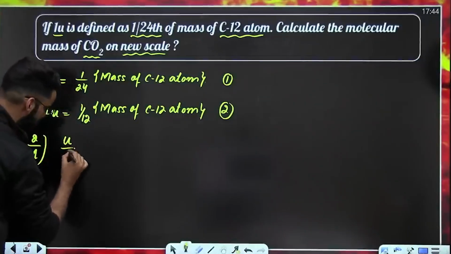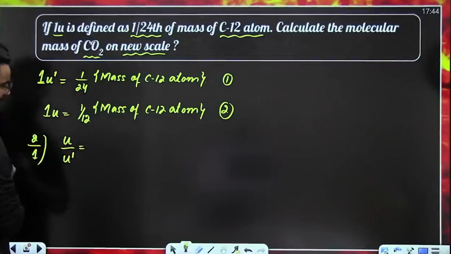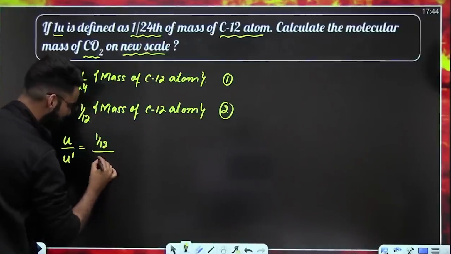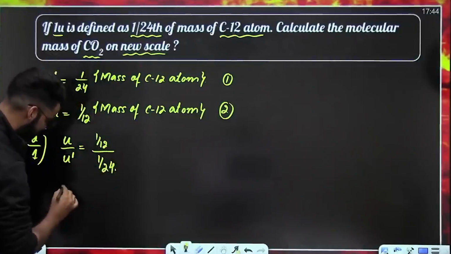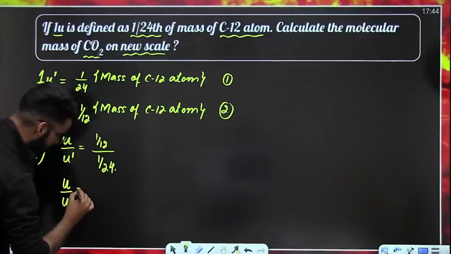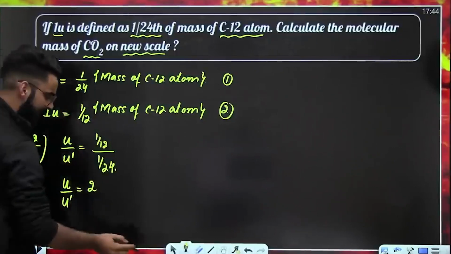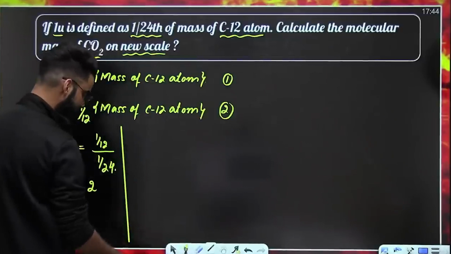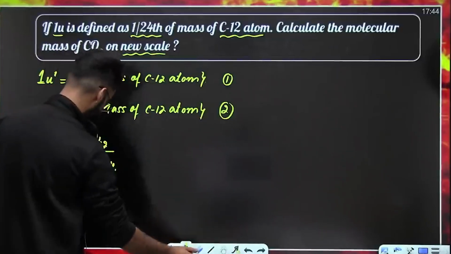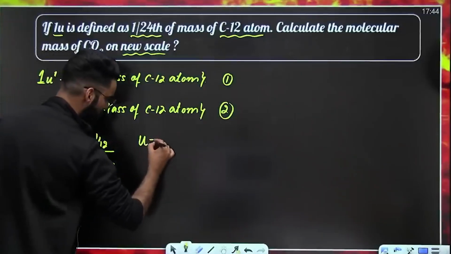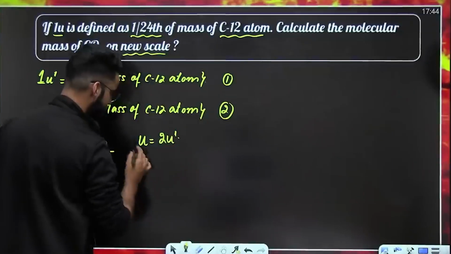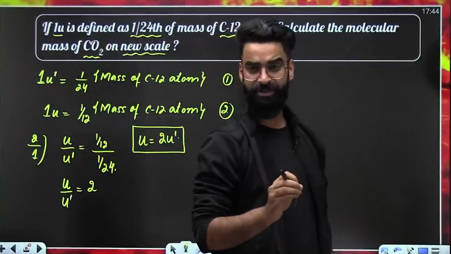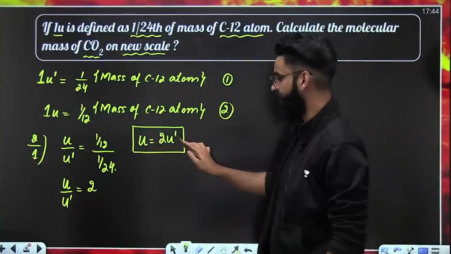So it's going to be U divided by U dash. Mass of carbon-12 and mass of carbon-12 cancel. Here you'll be getting 1/12, here you'll be getting 1/24. U divided by U dash is coming out to be 2. And if U divided by U dash is 2, what does that mean? That means U is equal to 2 times U dash. I hope this is clear. This has to be your first step all the time: get the relation between U and U dash.